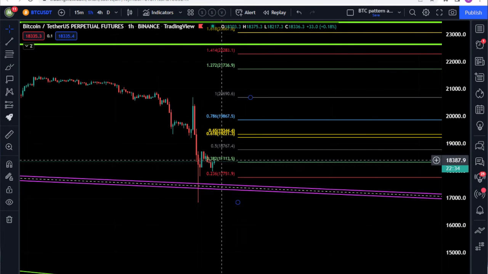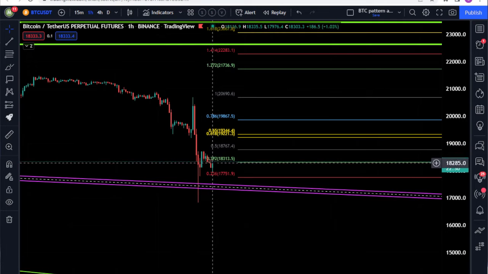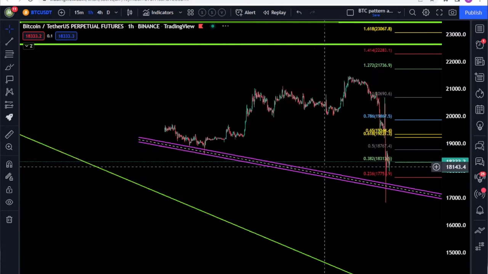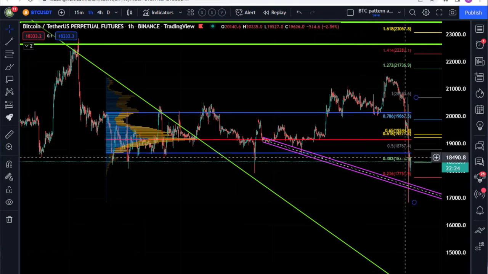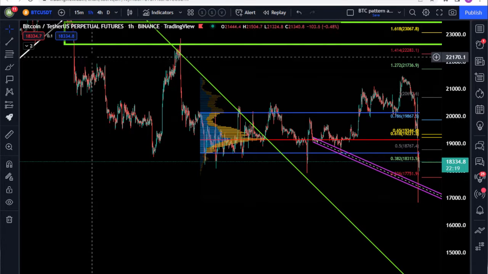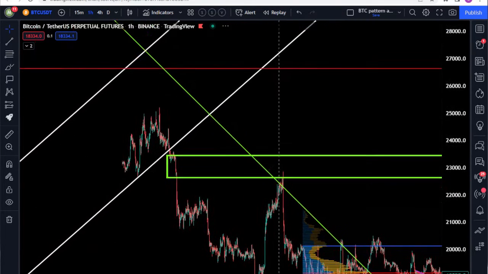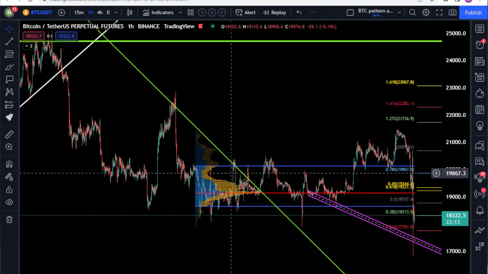And if this is a 2, then it should go a bit higher. But if it's a 4, if this is a wave 4 of this big 3, again, I'll repeat, this was a 1. This wave down was a 1. This was a 2. This was a 3.